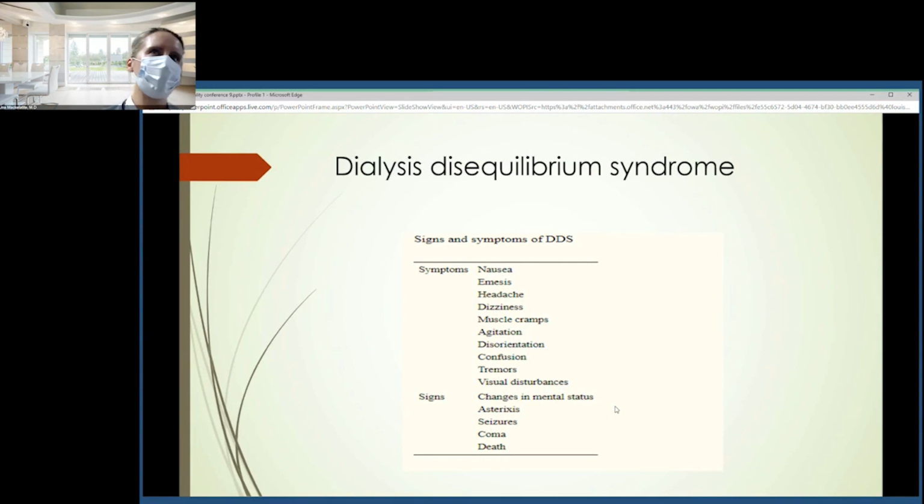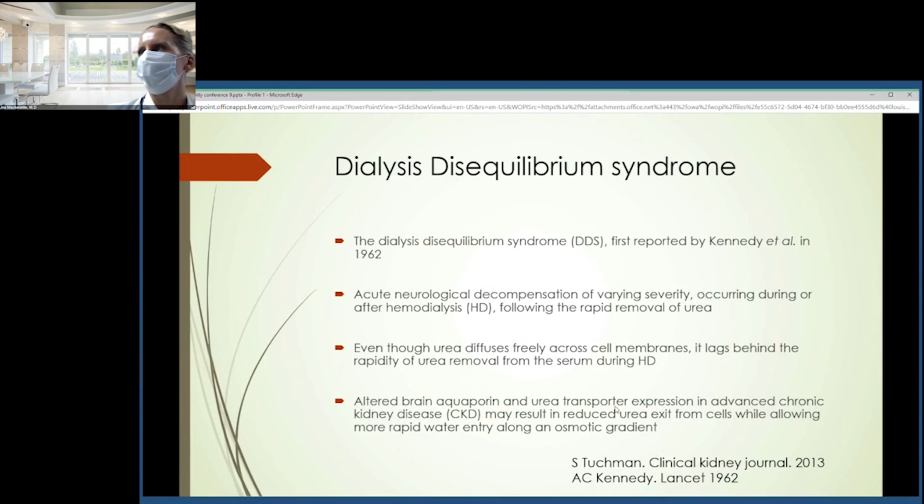It comes in different grades and different stages. It can be really bad, like ours, or it can be a little bit less bad. The symptoms would be nausea, vomiting, headache, dizziness, cramps. Who doesn't have cramps on dialysis? Agitation, then disorientation, confusion, tremors, and visual problems. And then patients get a change in mental status, seizures, coma, and death. So all the range.